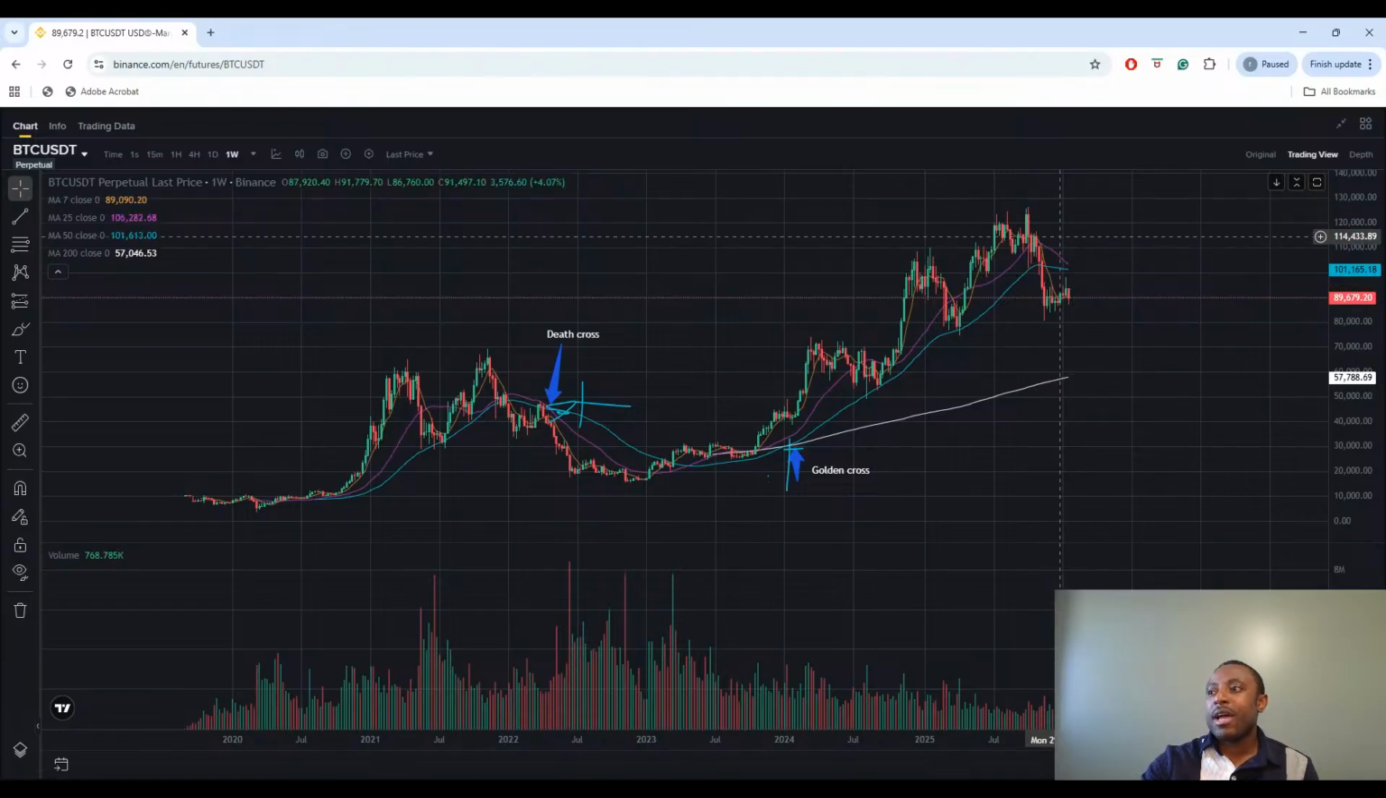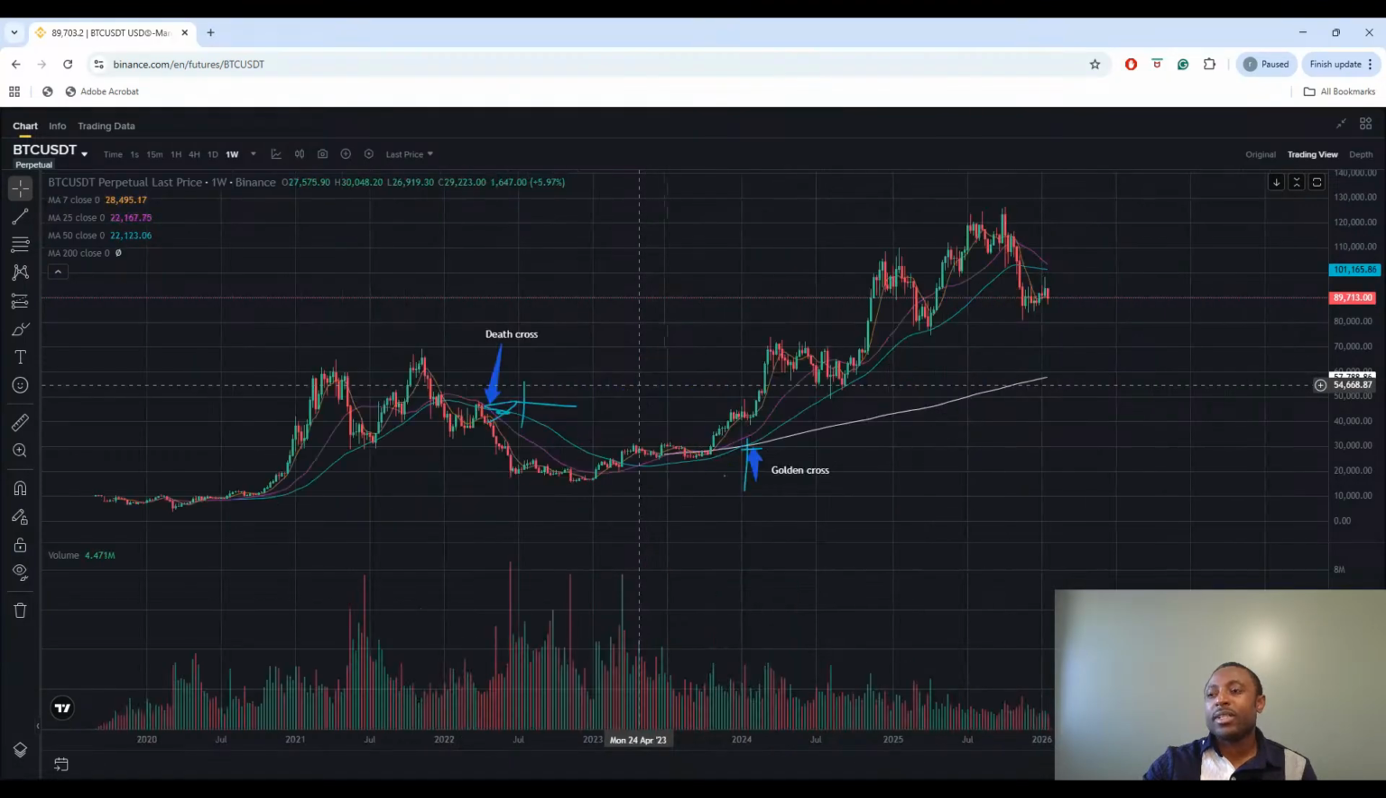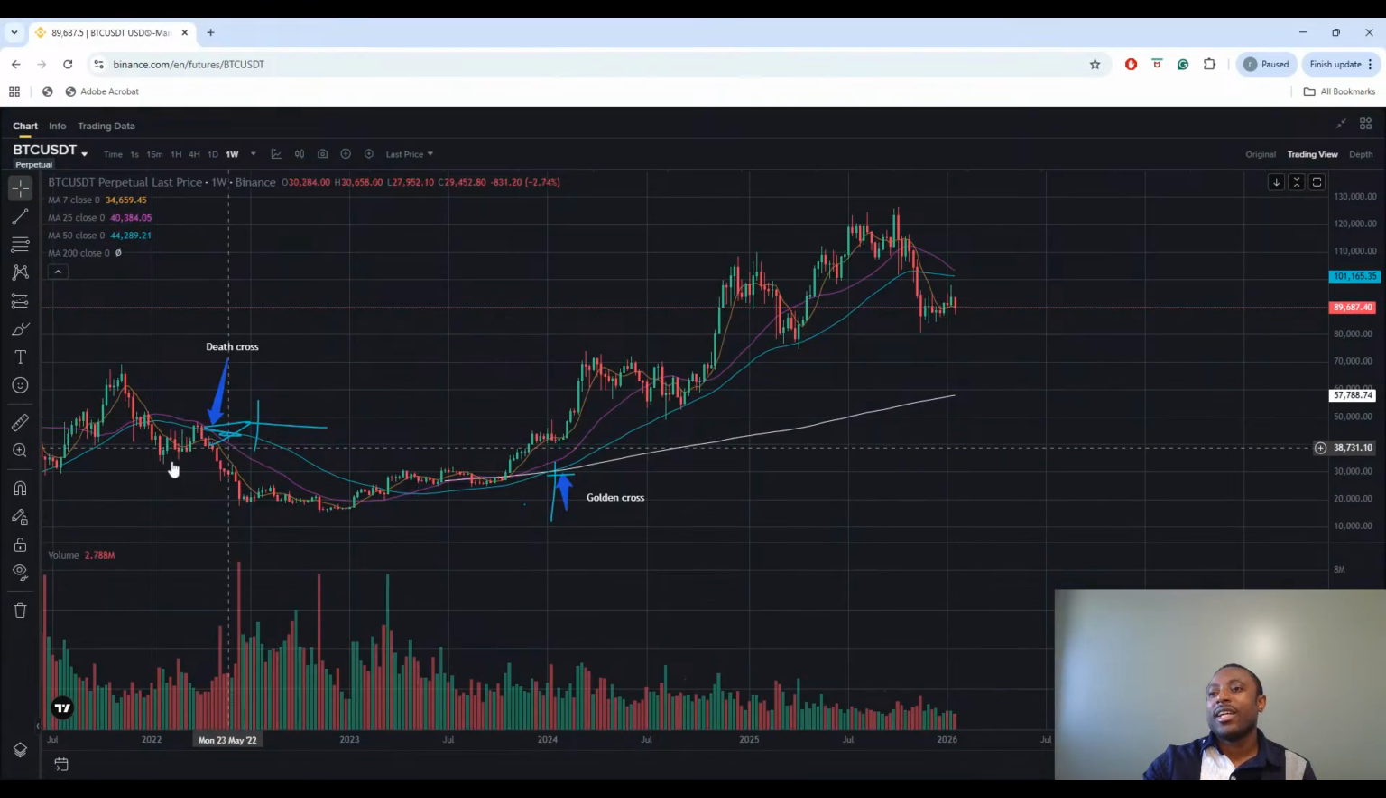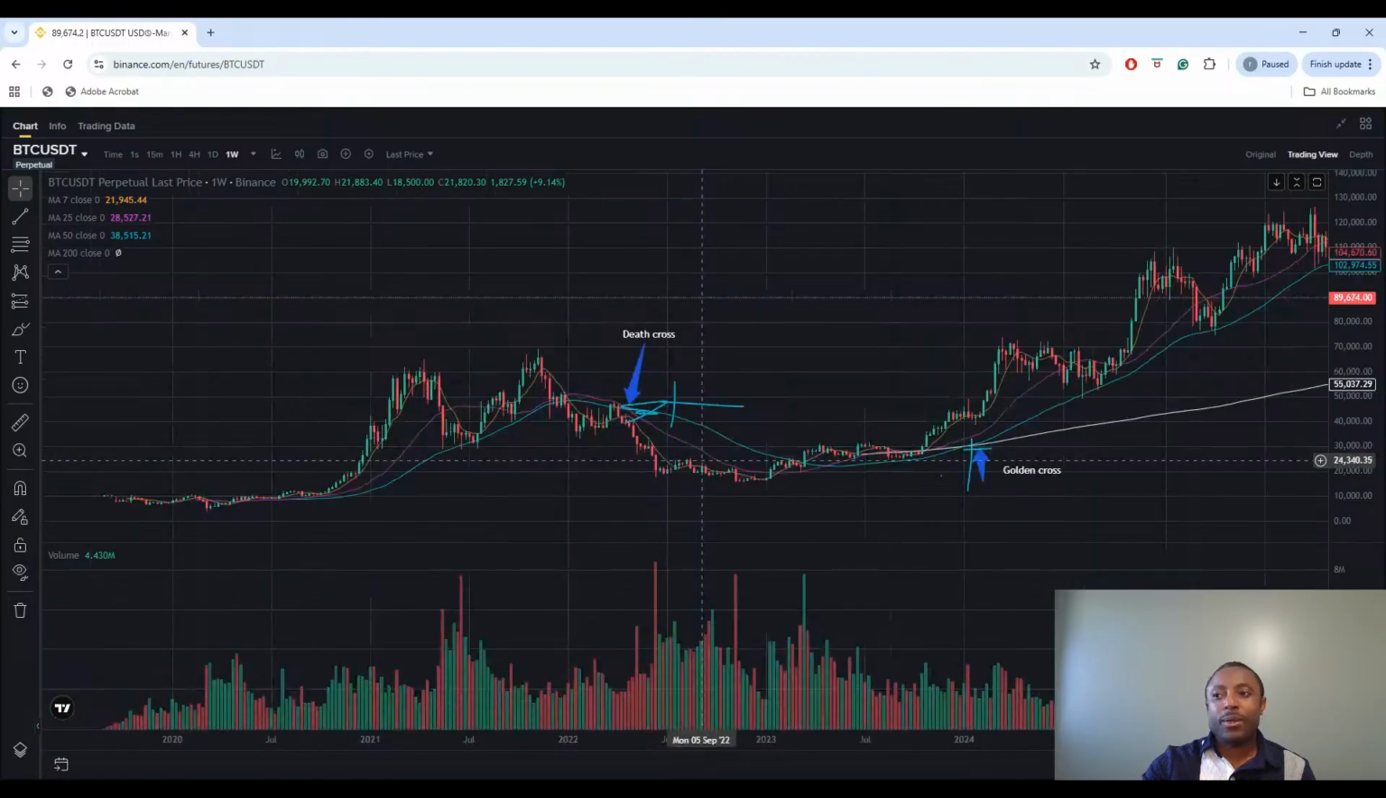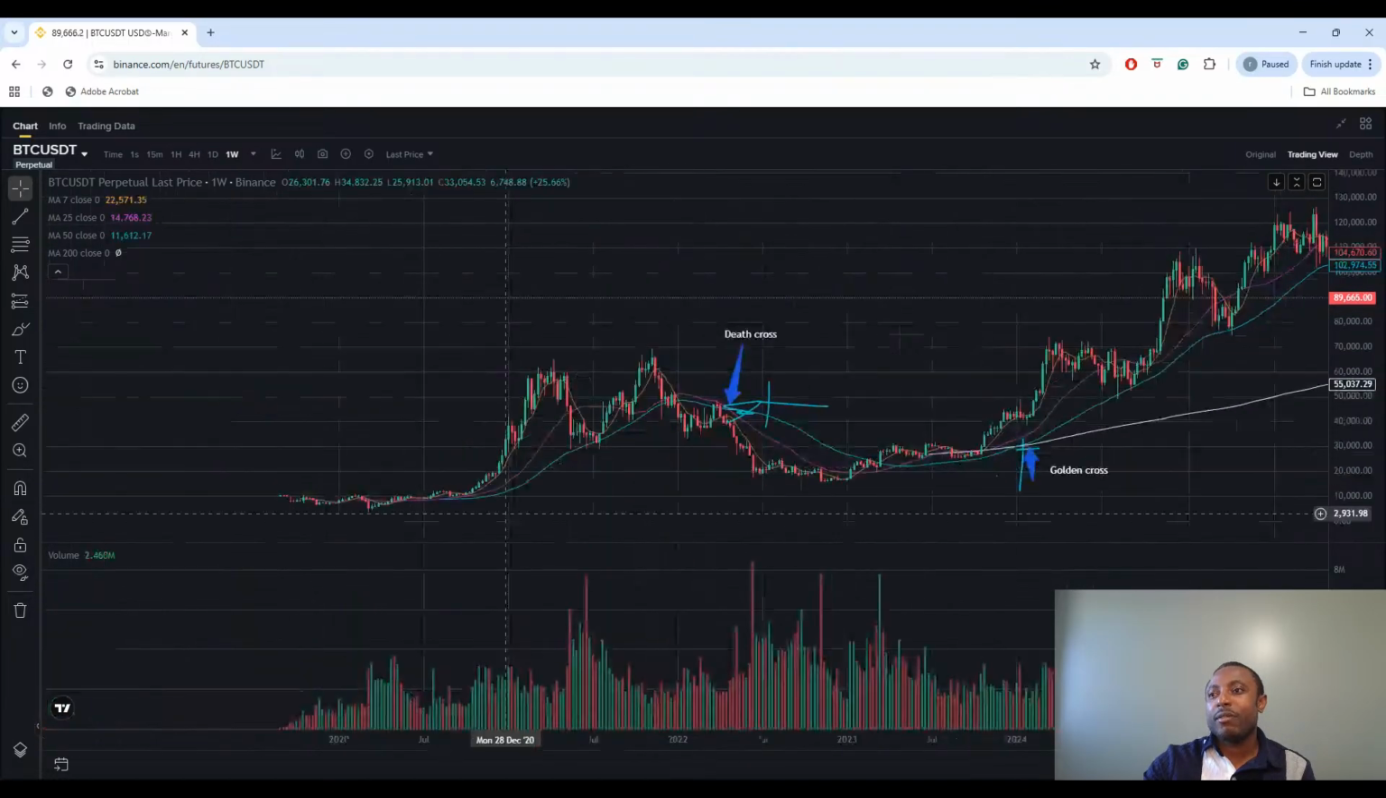Now, look at what is happening now. Can you see what is happening here? This is the 200 again. This is the 50 moving average. Can you see what is going on? Have you seen that before? Look at 2022. Have you seen this picture before?